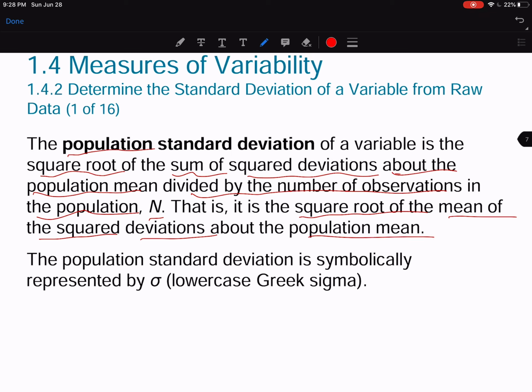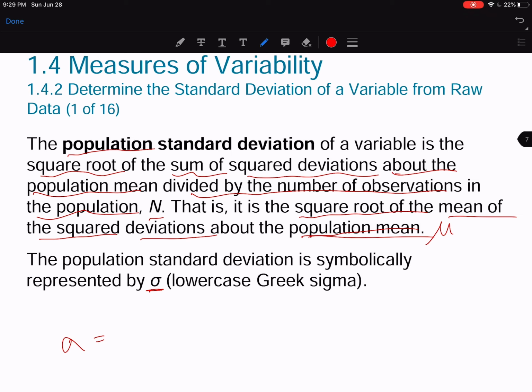Based on what we learned in the previous video, the population mean is denoted by mu, and of course, the population standard deviation is represented by sigma. The definition looks kind of tedious, and actually we can derive the formula of the population standard deviation based on the definition here. First of all, let's write down sigma, which represents the population standard deviation.